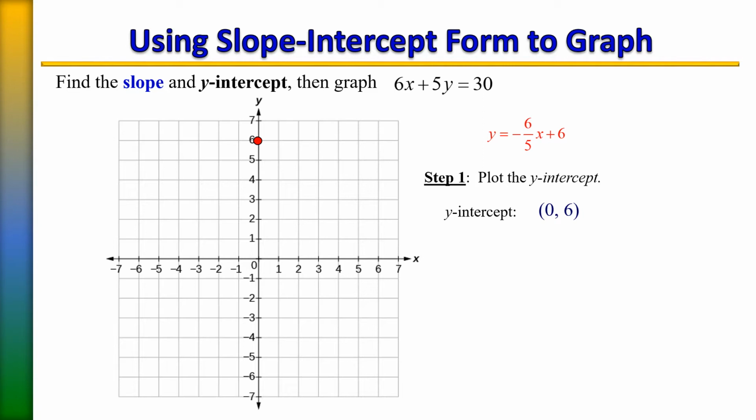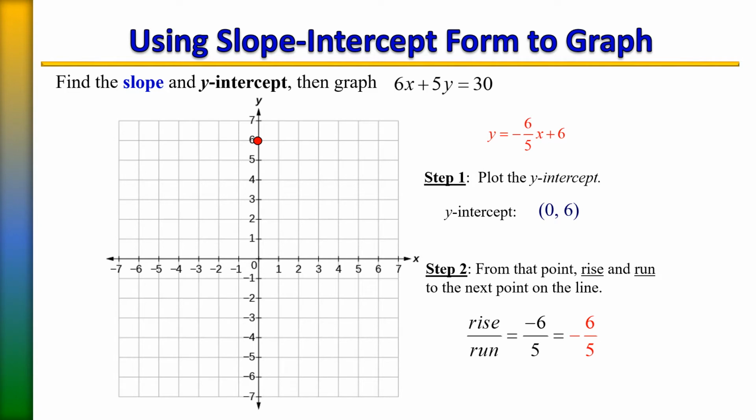Now, you should know by now that anytime you have a negative slope, either the top or the bottom of your fraction is going to be negative, okay? Not both, one or the other. I'm going to use a negative on top instead of the bottom. And the reason for that is, from that y-intercept, the first point that we just plotted, we're going to use our slope to rise and run to our next point on the line.